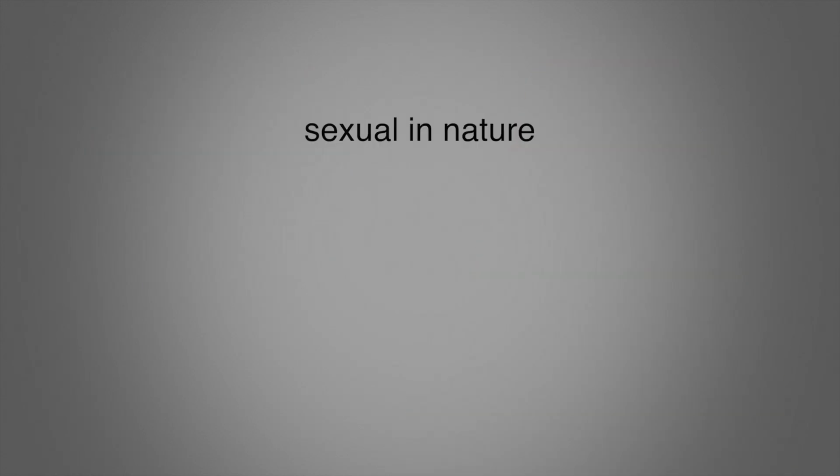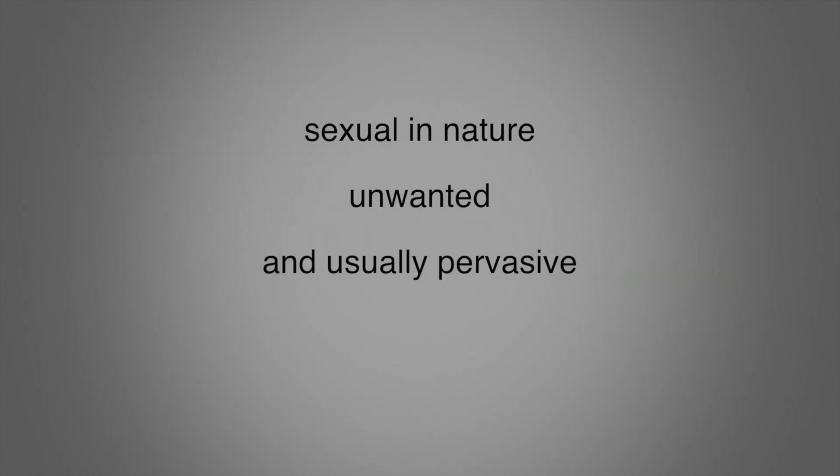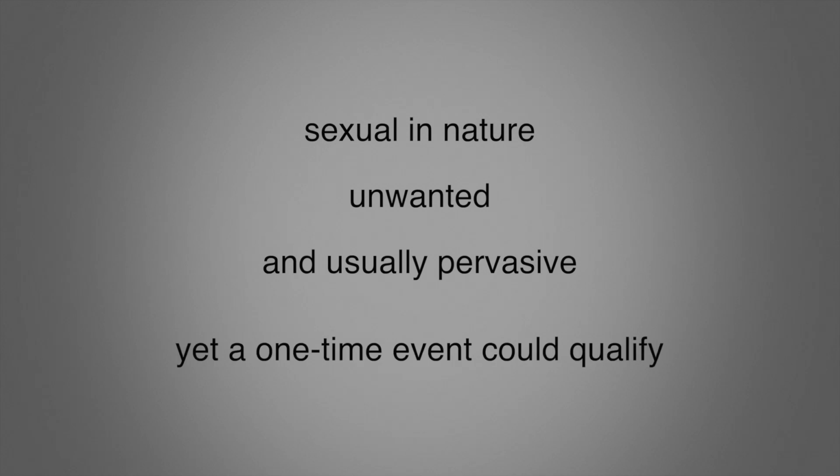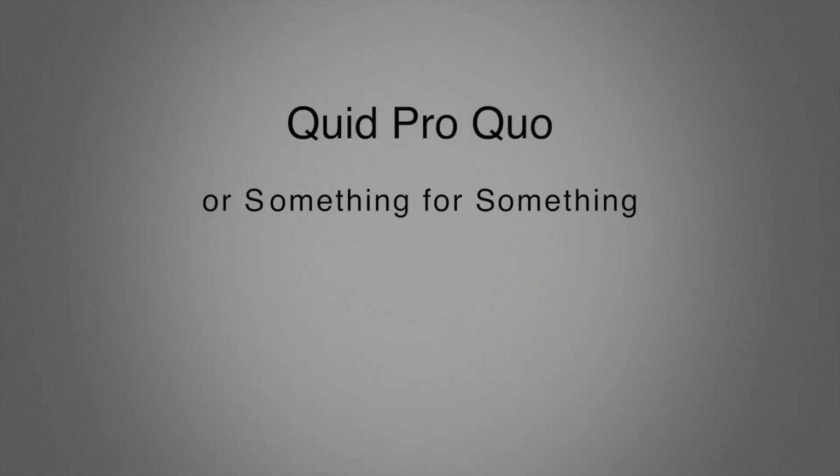In 1984, the Supreme Court defined sexual harassment as behavior that is sexual in nature, unwanted, and usually pervasive, yet a one-time event could qualify. The Supreme Court further identified two types of sexual harassment: quid pro quo, or something for something, and hostile environment. Let us initially discuss quid pro quo.